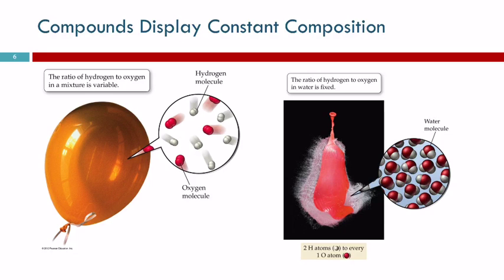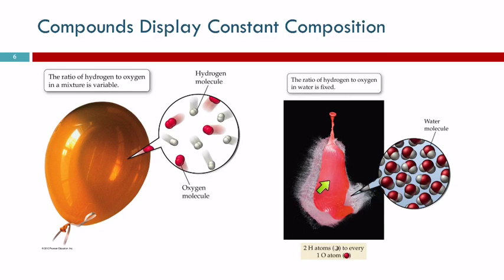So here's an example with hydrogen and oxygen. Here we have a balloon full of a mixture of hydrogen gas and oxygen gas. The properties of these two elements, when they are just in a mixture, they retain their original properties. They're both gases, and they will combust. Right? You light a match to that, it's going to go kaboom.